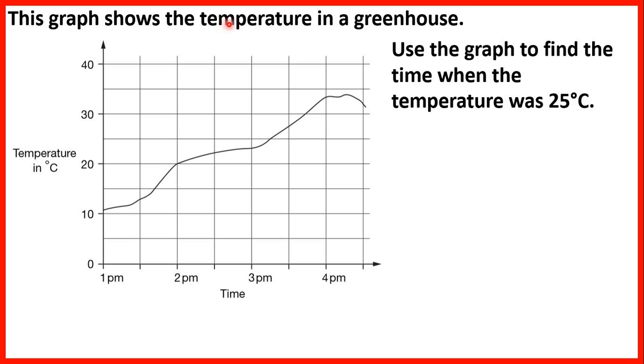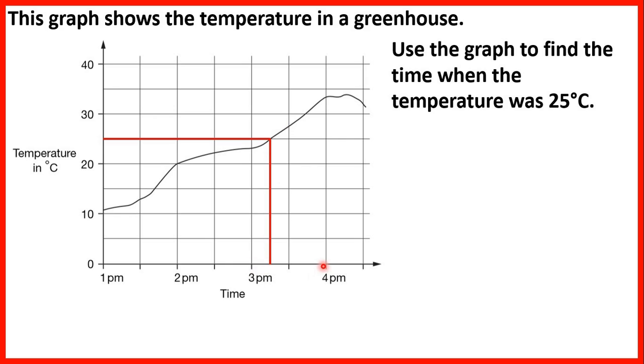This graph shows the temperature in a greenhouse. Use the graph to find the time when the temperature was 25 degrees. So 25 degrees will be right in the middle of 20 degrees and 30 degrees. So that's this line here. If we draw a line across, we can then draw a line straight down from where it hits the line on our line graph. So we need to work out what this time here is.